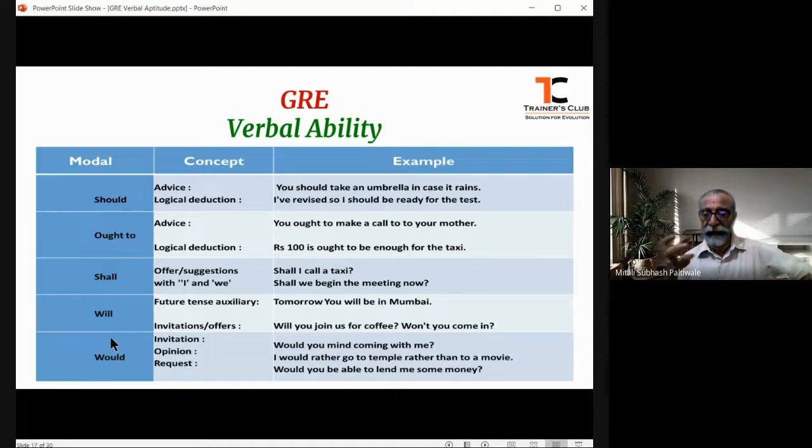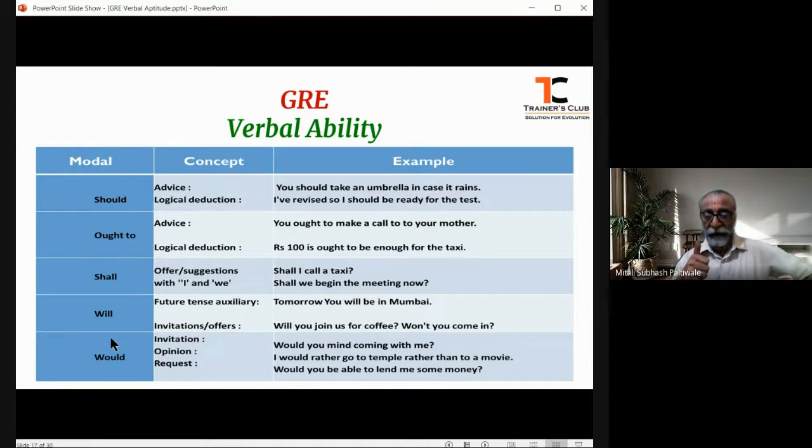See, you are staying away from your home in a hostel or in a PG or somewhere, or you are abroad staying alone and your parents are here in India. If you have to keep them updated about you, you ought to call them. It's a piece of advice that is being given to you, right? Then shall. Shall is another important modal verb, actually, which is losing its usage in day-to-day English.